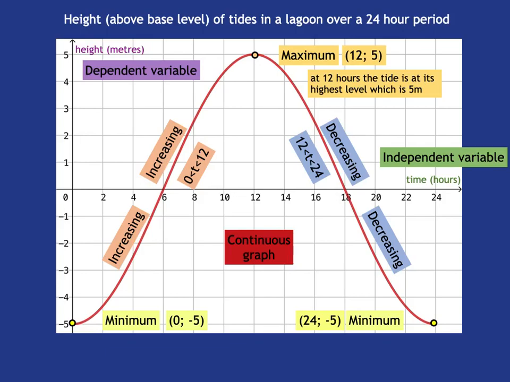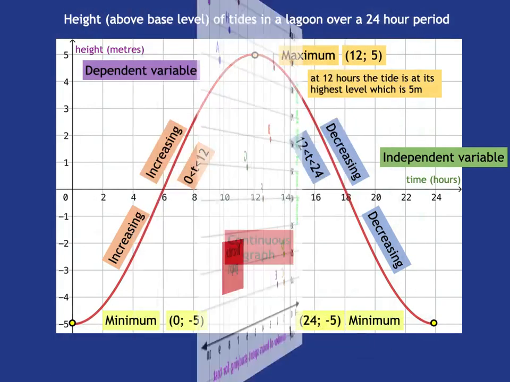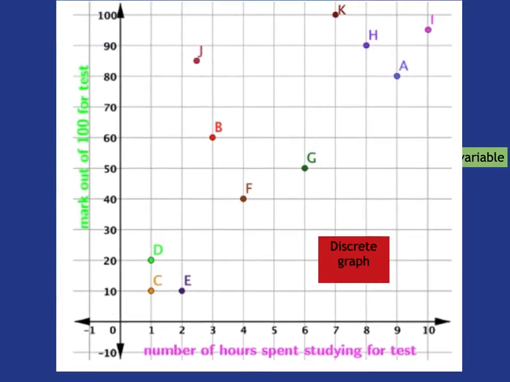This is a continuous graph, and we can see it's a continuous graph because it's been drawn with a curve. The contrast would be something like this, which is a discrete graph. This is something we looked at earlier, the number of hours spent studying for a test versus the mark out of 100 for a test, and we had each individual learner plotted. This is a discrete graph made up of a whole lot of separate points.